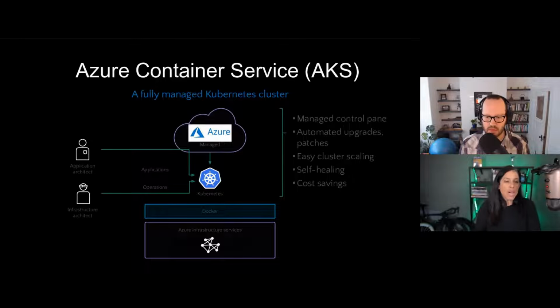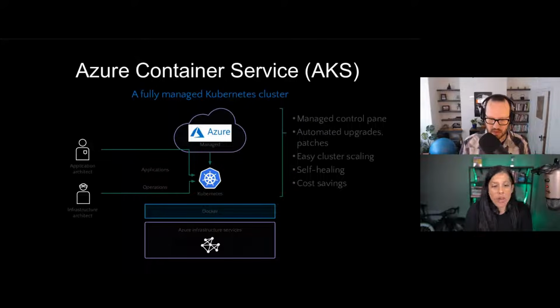So in terms of AKS, that is Azure's container service. It is Azure Kubernetes Service. It's fully managed as a service. So if you think of the kind of service models where you have infrastructure as a service, platform as a service, it fits under the platform as a service model. So you have the whole managed control plane. You have automated upgrades and patches, cluster scaling and healing, and a lot of cost savings.